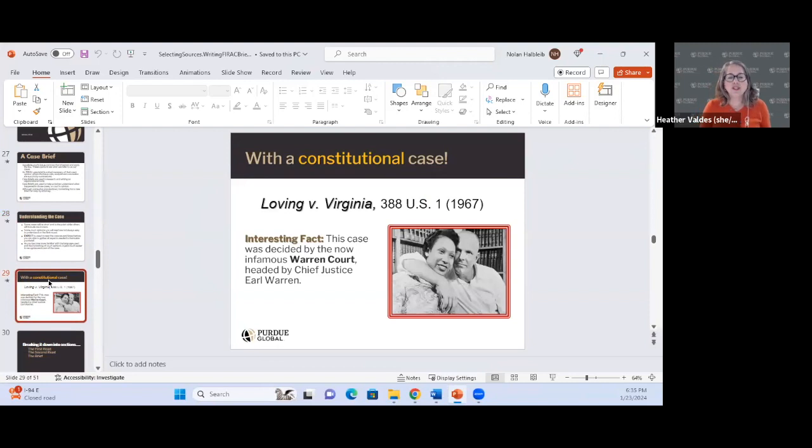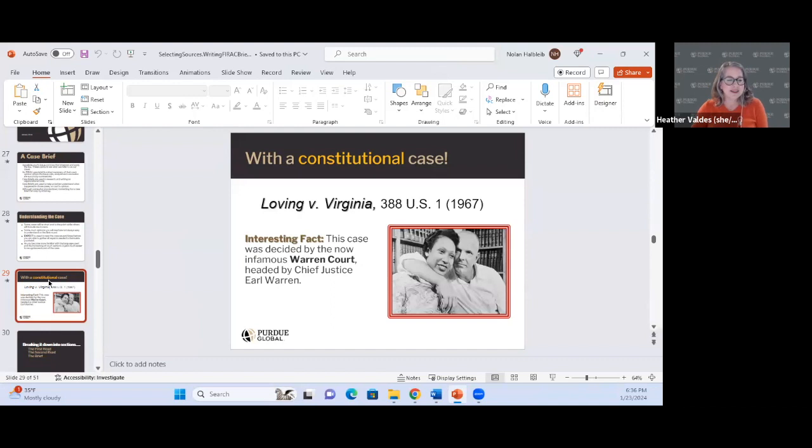Okay, we can move ahead. So we're going to focus on a constitutional case. If you have had a class with me before, you will know that this is my favorite case. We're using Loving v. Virginia. This case was decided in 1967 by the United States Supreme Court. The court at that time was called the Warren Court. The Chief Justice was Earl Warren. In the picture here, you can see Mr. and Mrs. Loving.